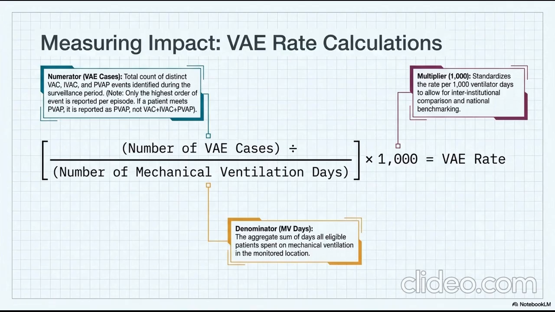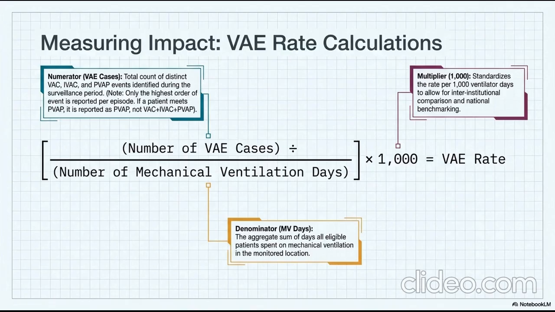The complete NHSN VAE surveillance blueprint. Let's synthesize the workflow. 1. Confirm 2 or more days of ventilation. 2. Establish baseline stability. 3. Identify the VAC, the oxygenation delta. 4. Apply the IVAC filter, which includes temperature, WBC, plus 4 QADs. 5. Confirm PVAP with lab data. This systematic approach ensures that every reported event is backed by objective physiological and microbiological evidence.